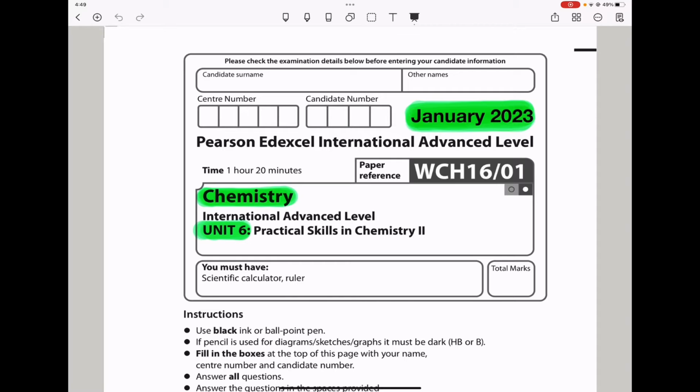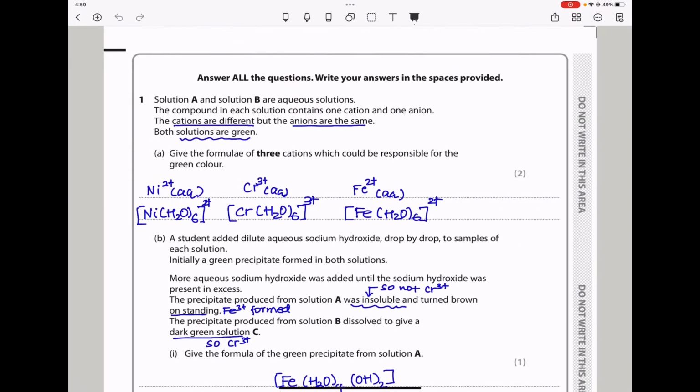Let us begin with the first question. Question 1. Solution A and solution B are aqueous solutions. The compound in each solution contains one cation and one anion. The cations are different but the anions are the same. Both solutions are green. They say give the formulae of 3 cations that would be responsible for the green color.